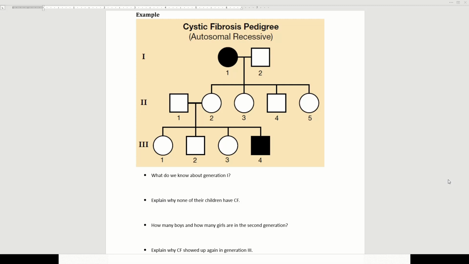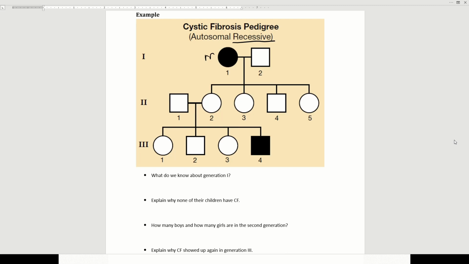Okay, so let's start off with the assignment. It shows an autosomal recessive pedigree chart for cystic fibrosis. What do we know about generation 1? Well, we know that the mom has it and the dad doesn't. And since it's a recessive disorder, we know that the mom must have both recessive genes.